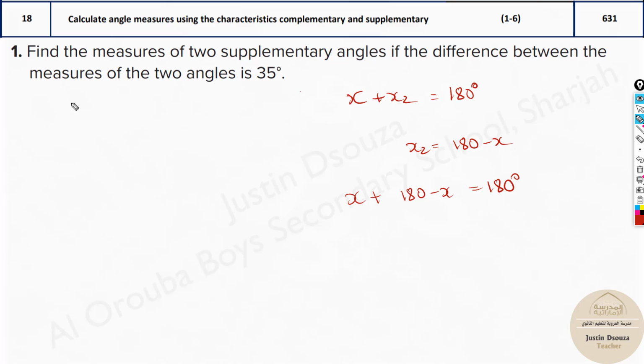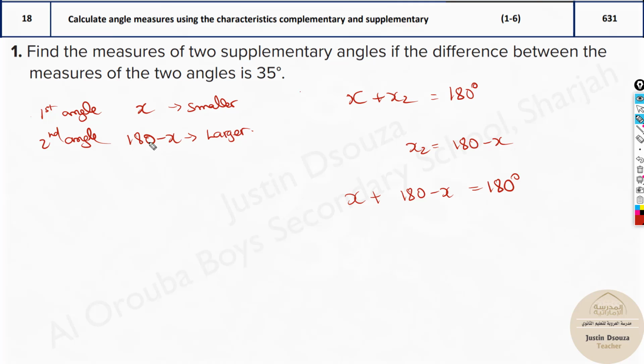So I can write the measure of the first angle. You can write it as a sentence. First angle as x. And now you can consider this to be the larger or the smaller. If you consider this to be smaller, in your calculation, you don't have to multiply the minus sign. I'll consider this to be the smaller angle. And the second angle will be x2, that is 180 minus x. Let it be the larger angle.